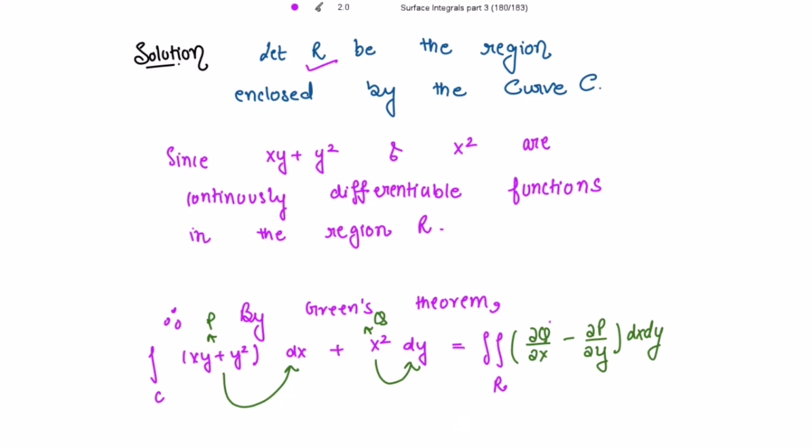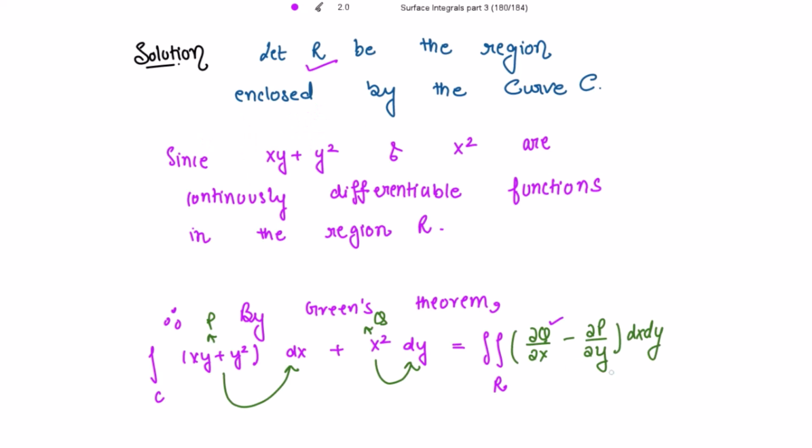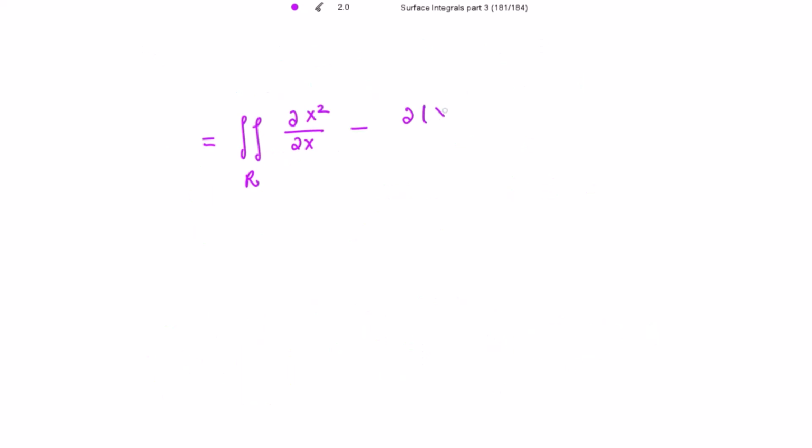So now putting the values of Q and P over here, this is equal to the double integration over the region R. What is Q? It is x square. So this is partial of x square by partial x minus partial P by partial y. P is xy plus y square. So partial of xy plus y square divided by partial y, dx dy.